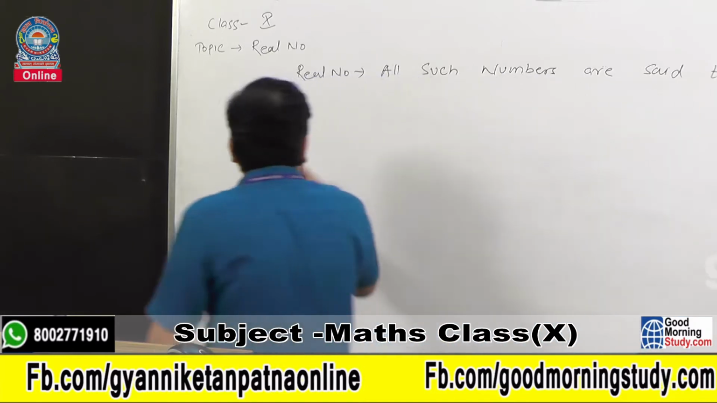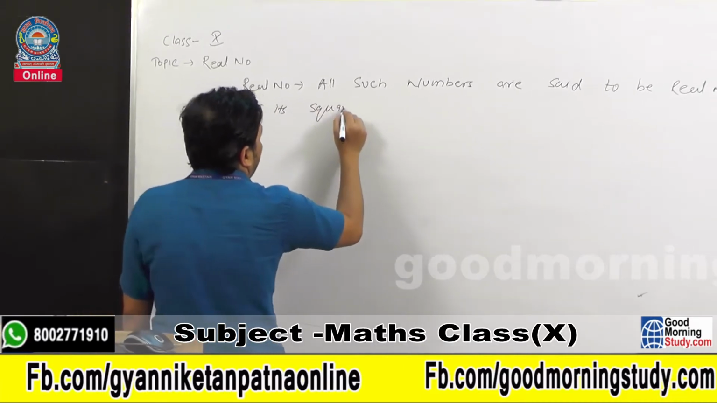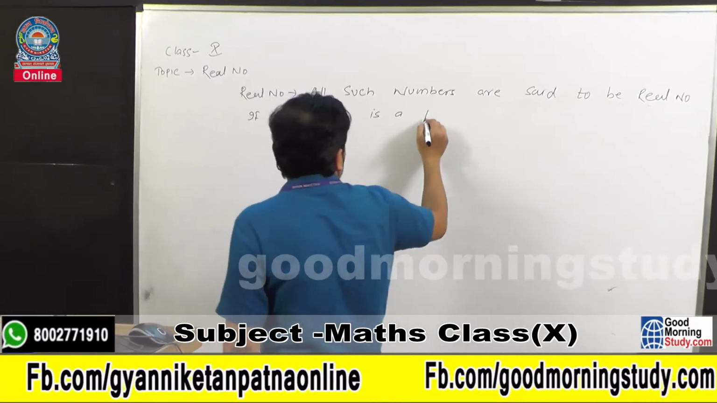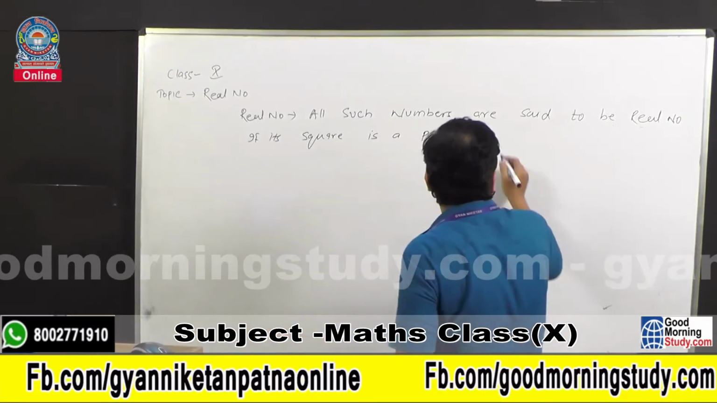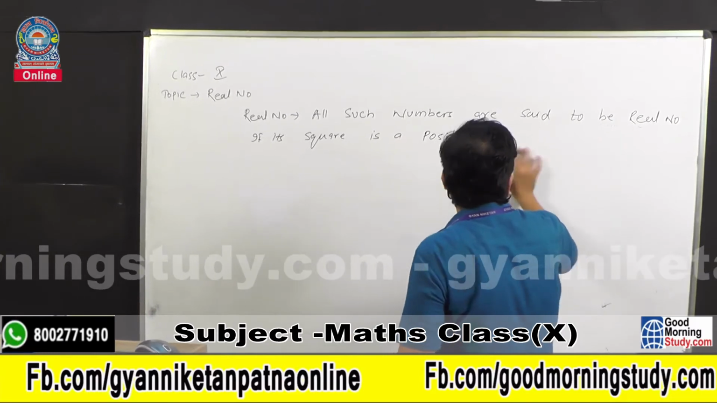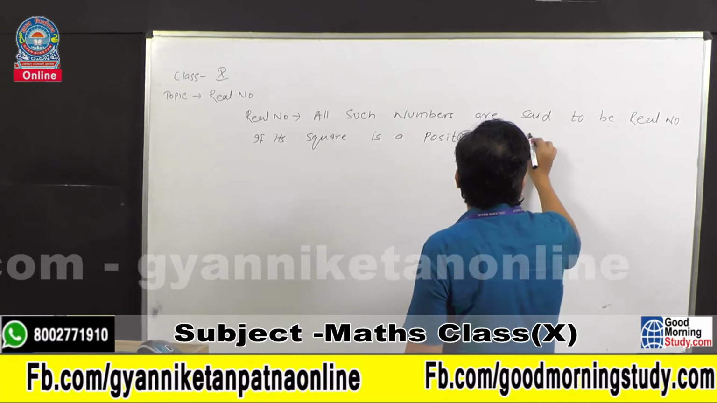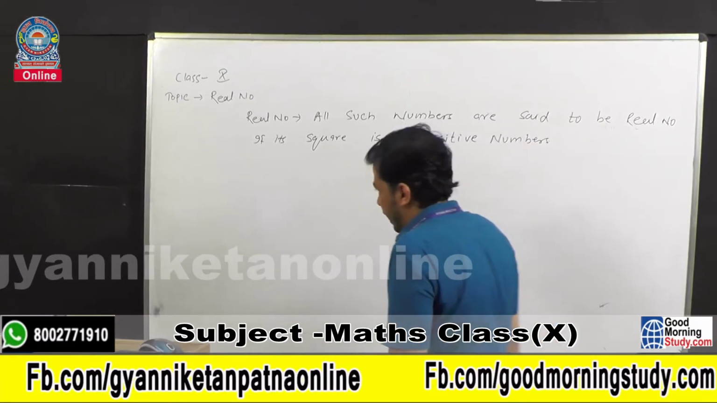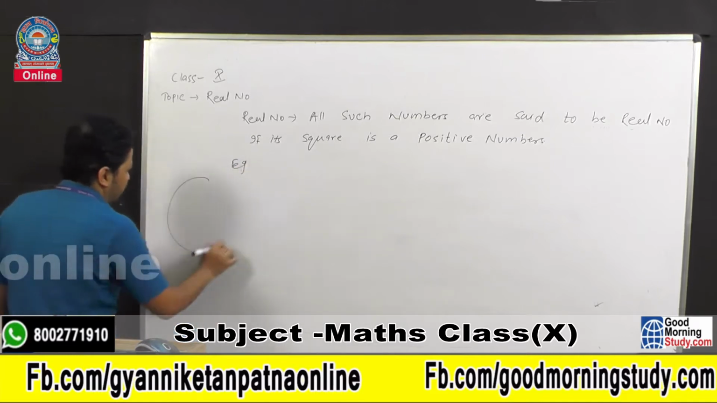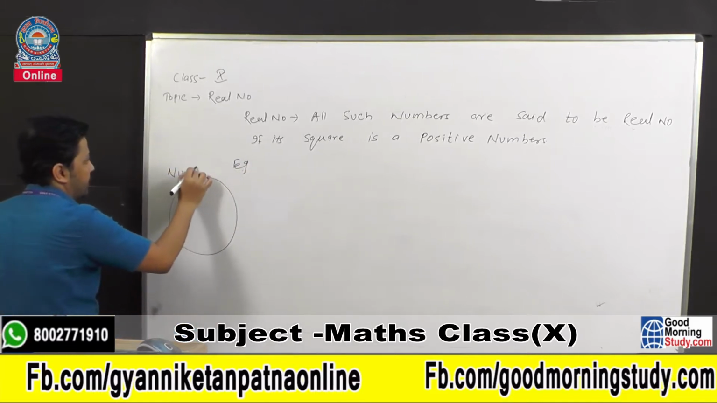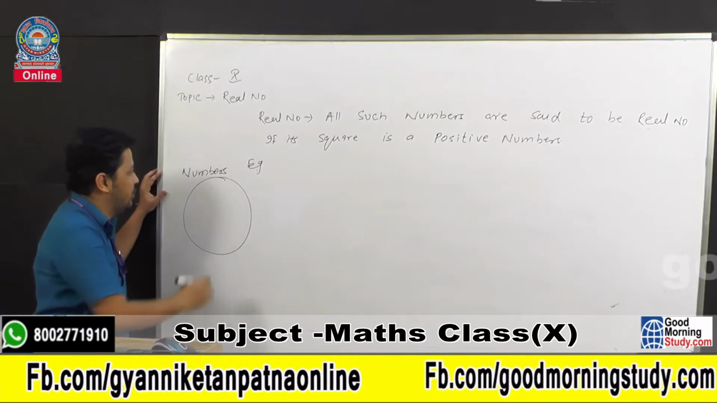if its square is a positive number. If a square is a positive one, or positive numbers कह सकते हैं, you can say positive numbers, ठीक है। Let's see the example. Suppose I am taking the numbers. Here you can say that these are numbers. Lots of numbers are there. I am just writing. Let's say 2.